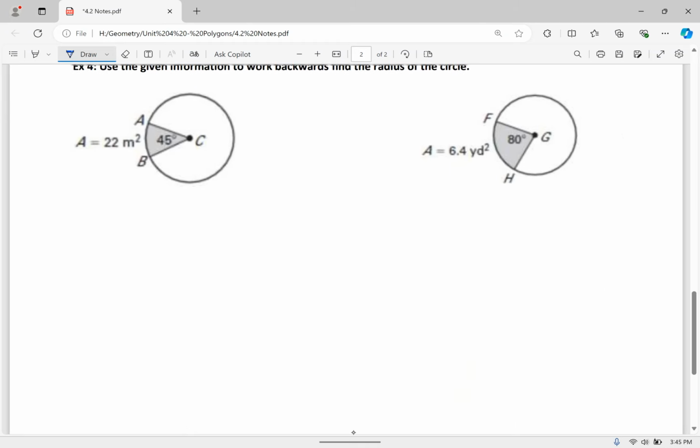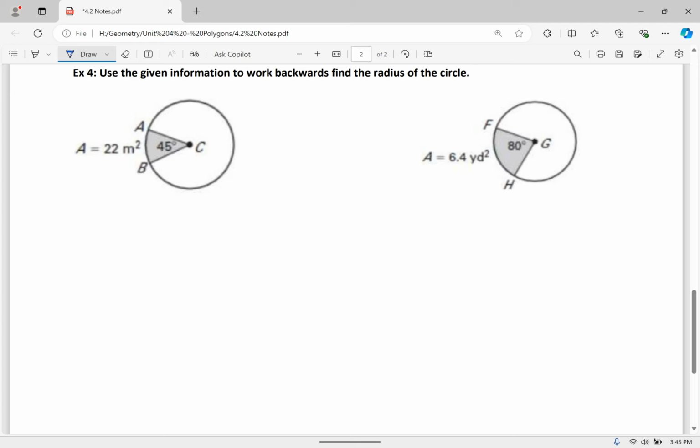The last and final thing we are going to do probably takes the most math work, and that is because we are going to be doing a little bit of working backwards. In this small section, we are finding the radius of the circle. Okay, so that is what we are doing different from before. We can see here we're given the area, and we're also given the central angle of 45 degrees. So we have the area and we have the angle.